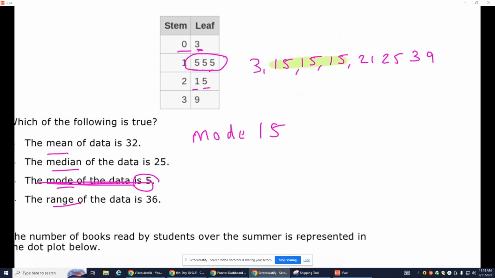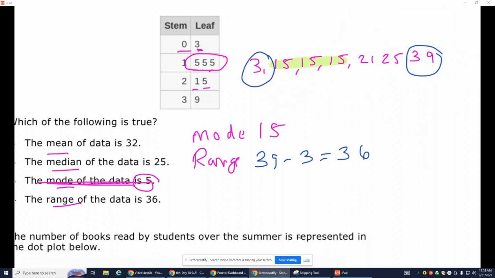The next one I go to is range. Remember, our range is our maximum, 39, minus our minimum. So 39 minus 3 would give me 36. And it says the range is 36, so that is probably my answer. Let's go ahead and do the median, to make sure that the median is not 25.